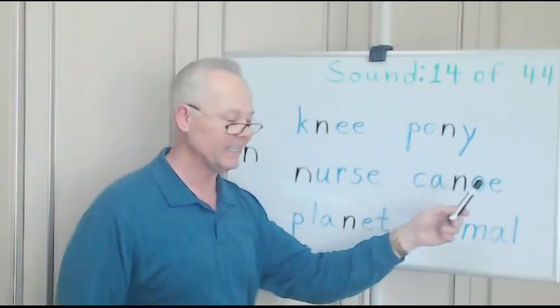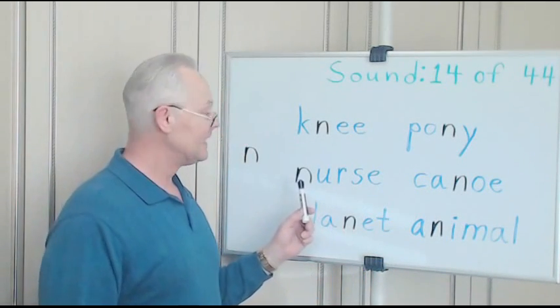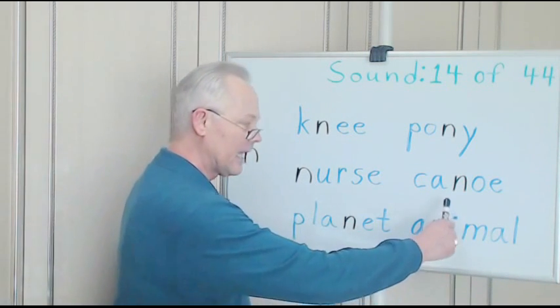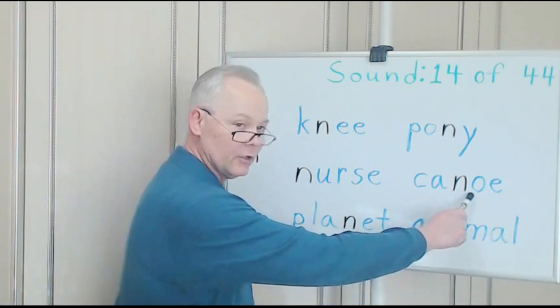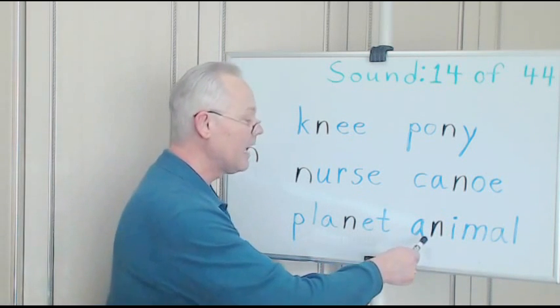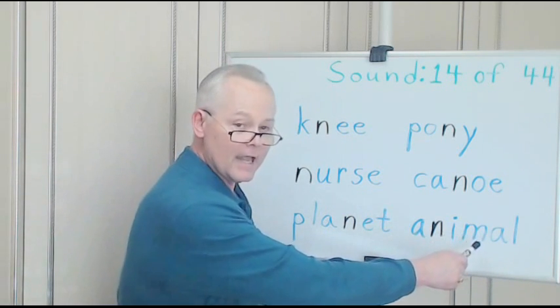N. Knee. Nurse. We have canoe. Canoe. N. Planet. N. Net. Animal.